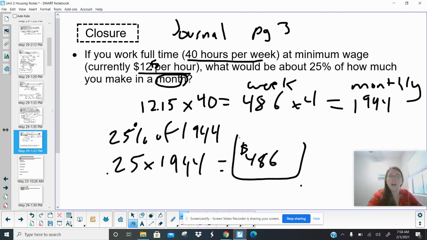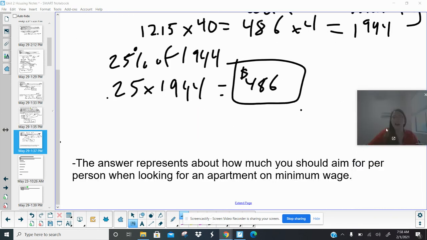Okay, so 486. What this represents is how much you should aim for per person when you're looking for an apartment on minimum wage. This is why I say per person. When you move out, if you move out pretty soon after high school and you're not working a very high paying job, it is very likely to 100% that you are going to need a roommate. $486, you will not find a single 1-bedroom for that much in Phoenix right now.